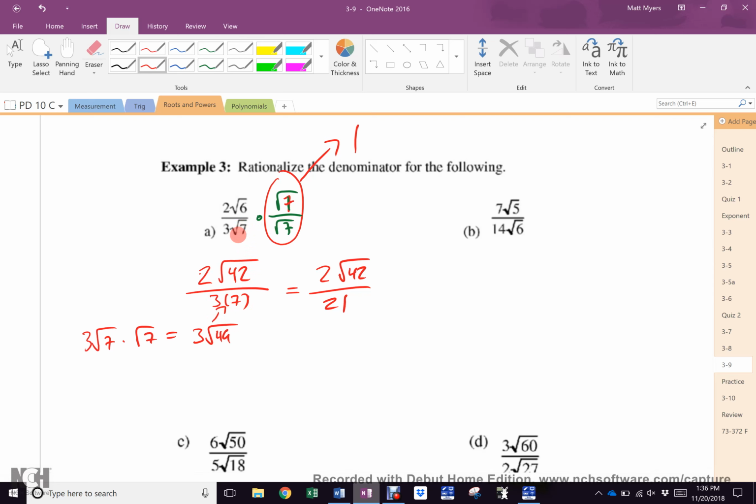All right. What's wrong with B? I don't like the 6. Is the 14 okay? So what am I going to multiply by? Not 6. Root 6 over root 6. Because I'm allowed to multiply by 1. It doesn't change the value.